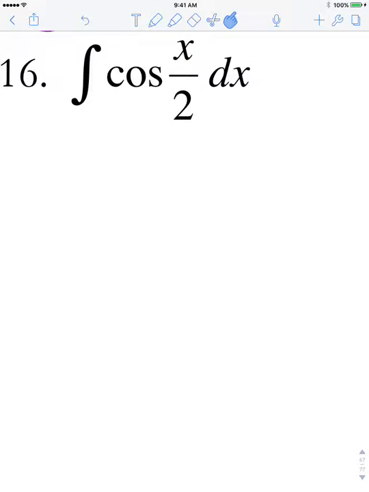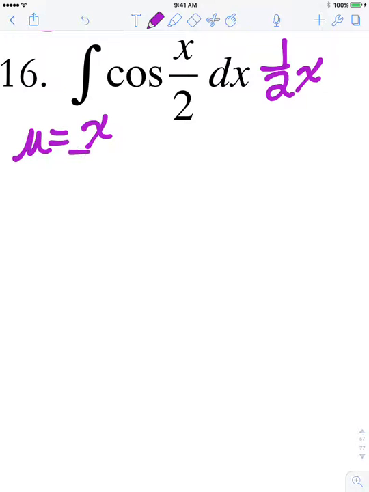I don't want people to blindly say, oh, when I see a trig function, then u is just going to be that trig function. No, u is going to be whatever's difficult to get to. And in this case, there's only one trig function. So I'm going to make u this x over 2, which, by the way, I hope we recognize is the same as 1/2 x, right? That's the same thing. So my u here is x over 2, or 1/2 x.